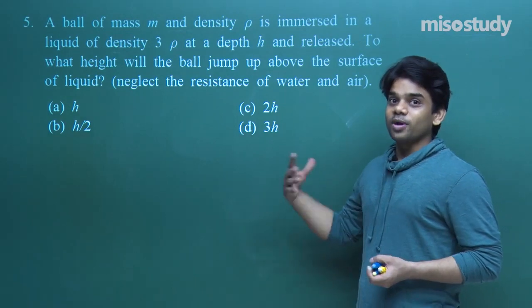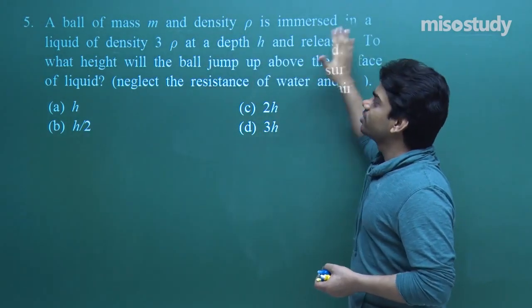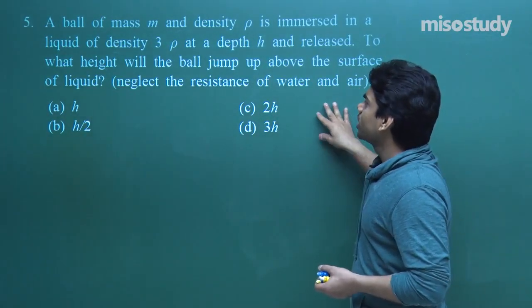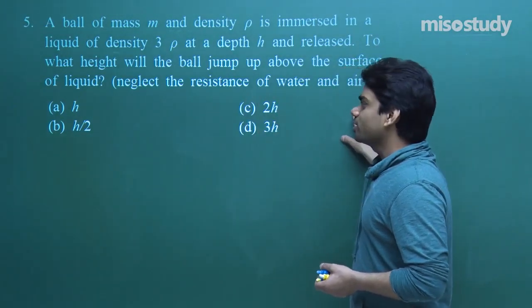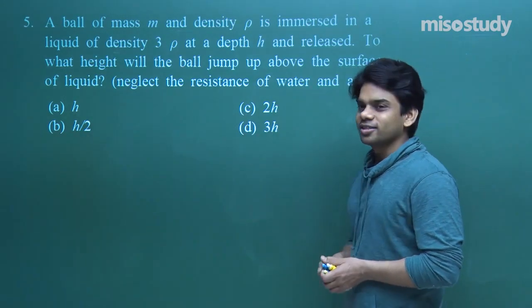Now we have a ball whose density is given as rho and mass m, immersed in a liquid of density 3 rho at a depth h and released. To what height will the ball jump up above the surface of the liquid? Neglect the resistance of water and air. A: h, B: h by 2, C: 2h, and D: 3h.